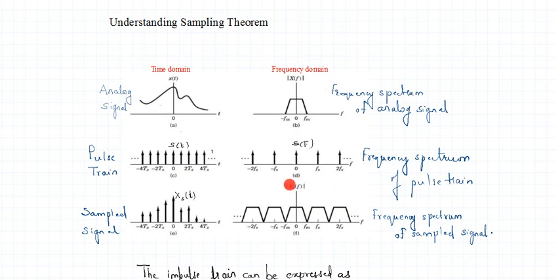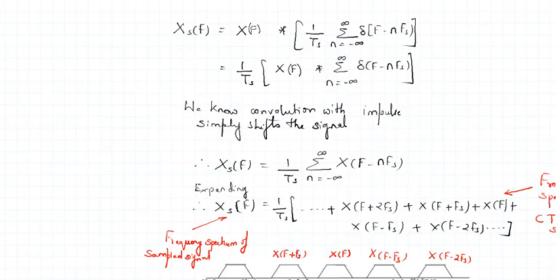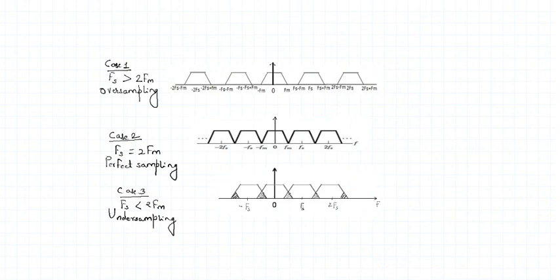So this analysis is what we did by showing that the frequency spectrum of the sampled signal has the original frequency spectrum of the given CT signal along with its shifted version. So all these are the shifted versions of the original spectrum, right? So here is the analysis of the sampled signal spectrum.